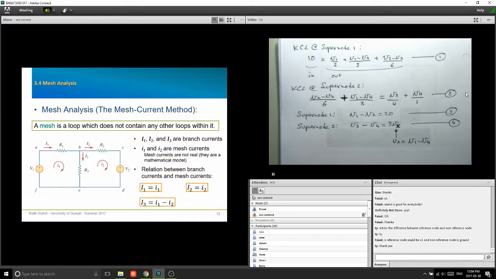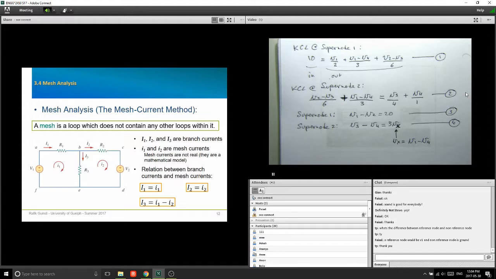So this one, small I2, is flowing upwards, right? It's flowing from node E to node B, okay? And you have this relationship because one of them is flowing from B to E, the other one is flowing from E to B, so their difference is going to give you the actual branch current, which is really physically flowing in your branch. So we put this relation that you have in the bottom there, capital I3 is equal to small I1 minus small I2.